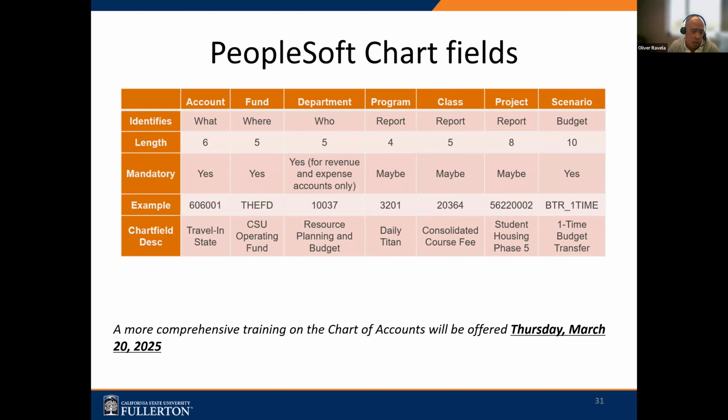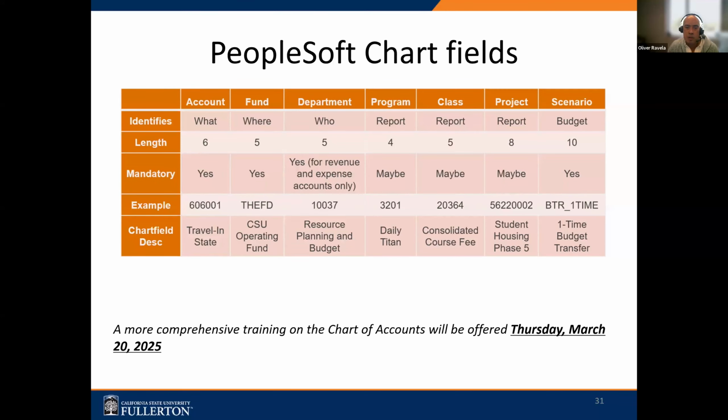Program and class are optional chart field elements that are used by units to track various revenues or expenditures. They're pretty similar in nature, though I think by convention, program is meant to track those revenues and expenditures that are across more than one fiscal year, whereas class is not necessarily the case, and is more temporary in nature.